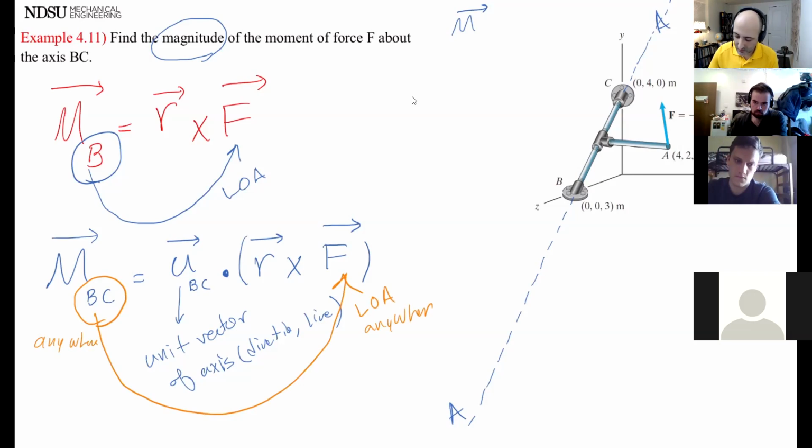Line of action of F goes that way down here. I like to take another one from axis to this line of action, R2. These are all acceptable.